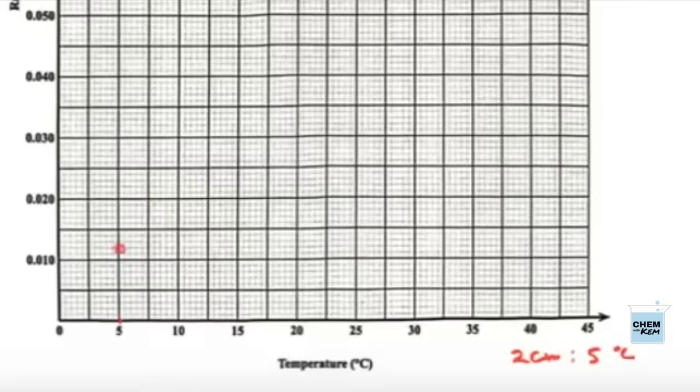And then at 10 degrees Celsius, we have 0.02. So we'll find 10 on the x and we'll go to 0.02. We put an encircled dot there, or we can put small x's. Then at 14 degrees Celsius, we have 0.025. At 14 is here. We have 0.025, so we go around to 0.025.